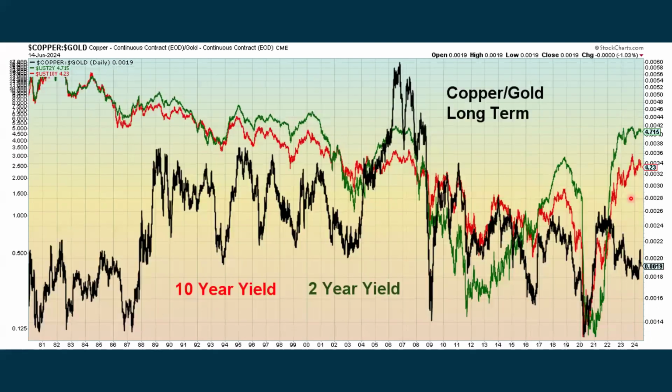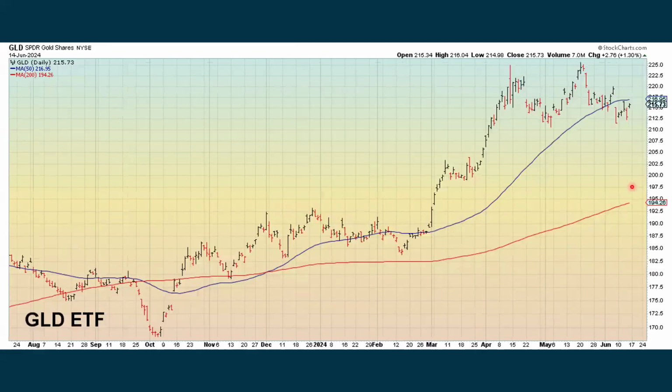Here's a longer term look at that same chart where we really spiked up and now we're starting to come down. That's the black line that you see here. I also plot the 2-year yield in green and the 10-year yield in red, just to give us a little bit of context of how this is acting when compared to interest rates.